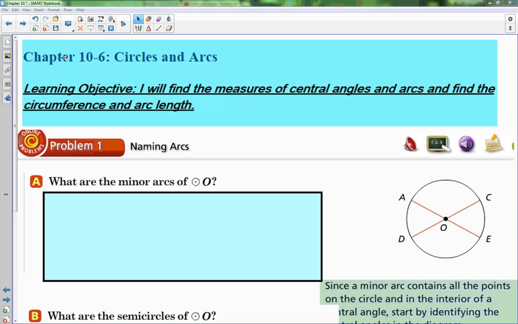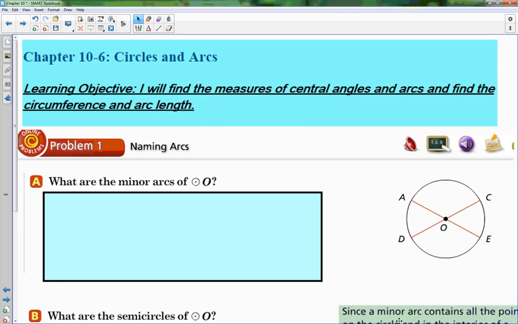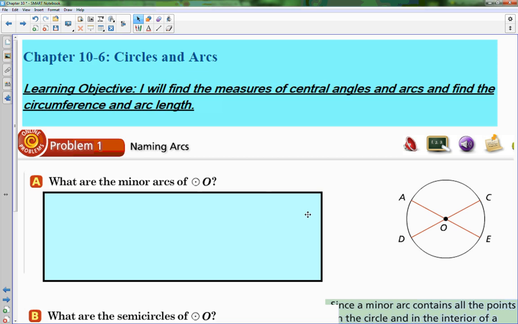Alright, so this is chapter 10, section 6, circles and arcs. Our learning objectives are that you will find the measures of central angles and arcs and find the circumference and arc length. The first item I want to point out is what an arc is.